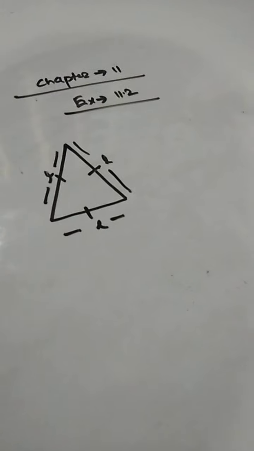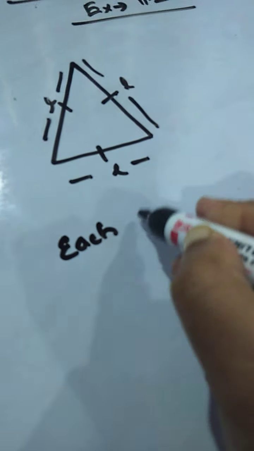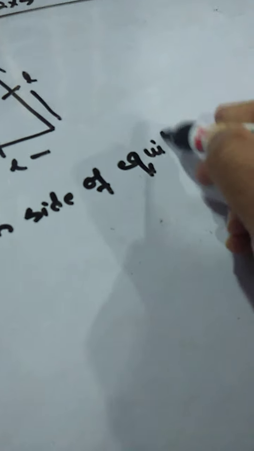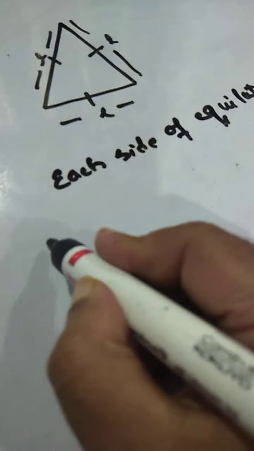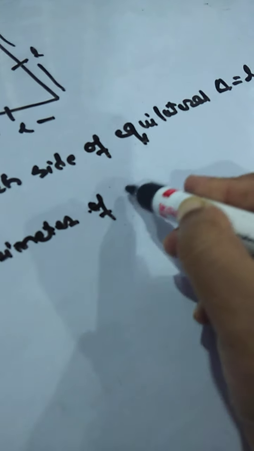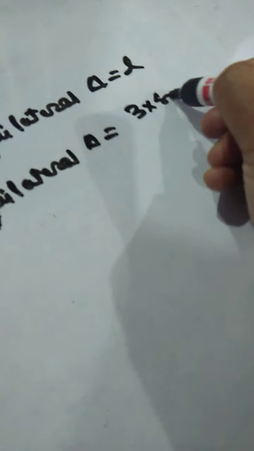So what do we have to write? The first thing written is that, given that each side of the equilateral triangle is L. Now, the perimeter of an equilateral triangle, what is the formula? Perimeter means the sum of all sides, isn't it? So the perimeter of an equilateral triangle would be equal to 3 into side, because all the sides measure equal.